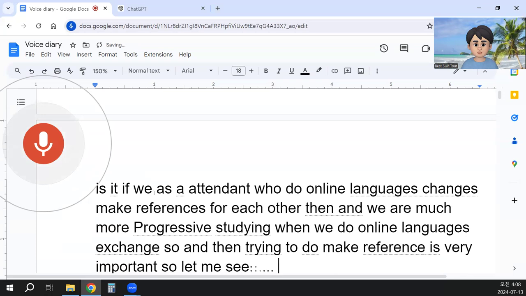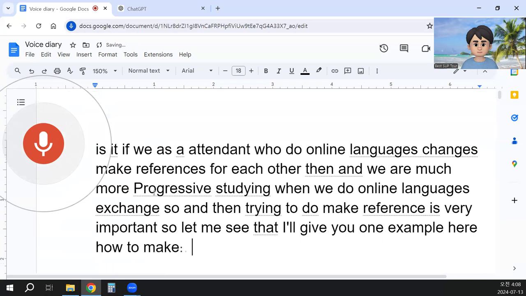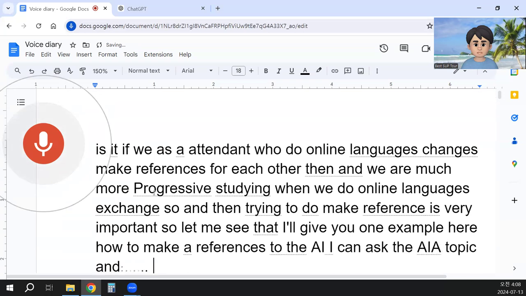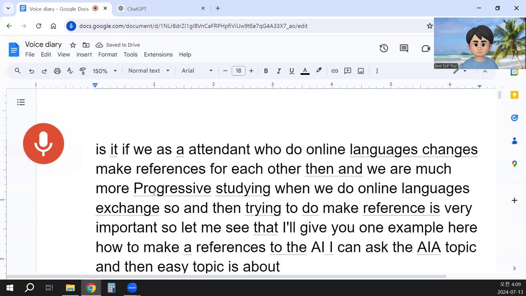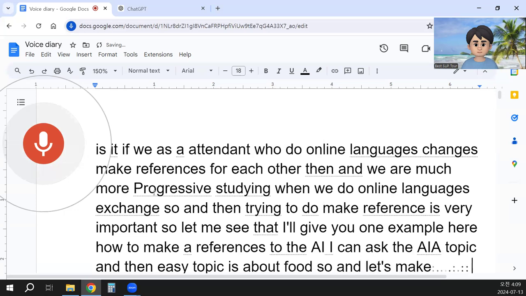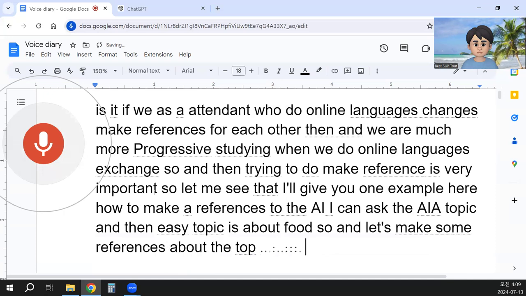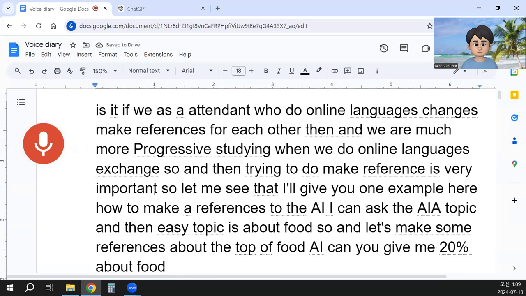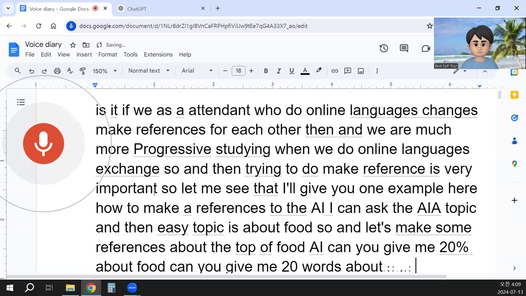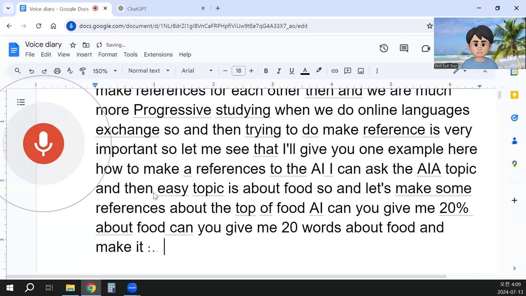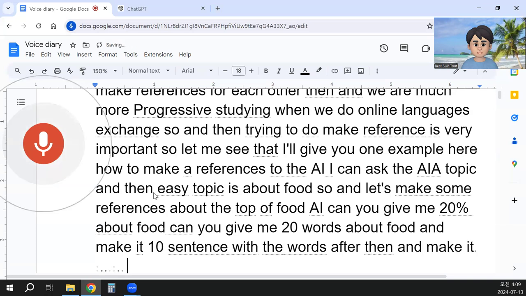So let me show you. I'll give you one example here of how to make references with the AI. I can ask the AI a topic, and the topic is food. Let's make some references about the topic of food. AI, can you give me 20 words about food? And make 10 sentences with the words. After that, make an easy conversation about food with two friends.